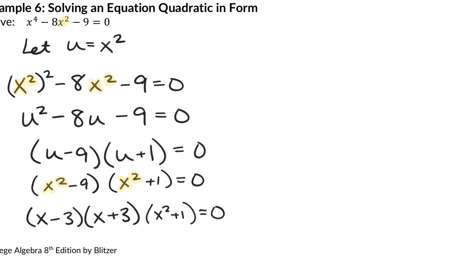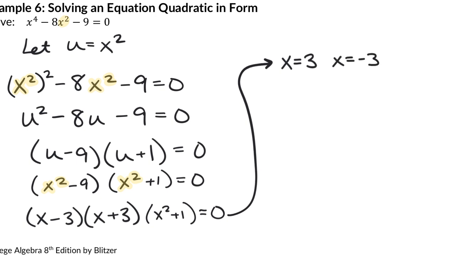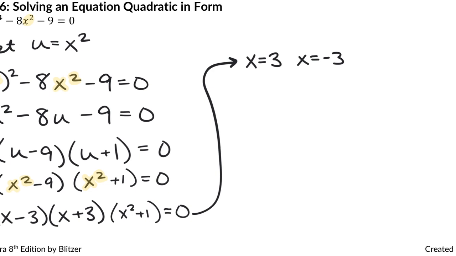I ran out of room, so I'm going to have to scoot over. If we're solving these, the first two are real easy. x is equal to 3, and x is equal to negative 3. But the last one I'm going to show my work on, because if I do x squared plus 1 equal to 0 and start solving for x, that's x squared equal to negative 1. That's x equal to plus or minus the square root of negative 1. And what is the square root of negative 1?